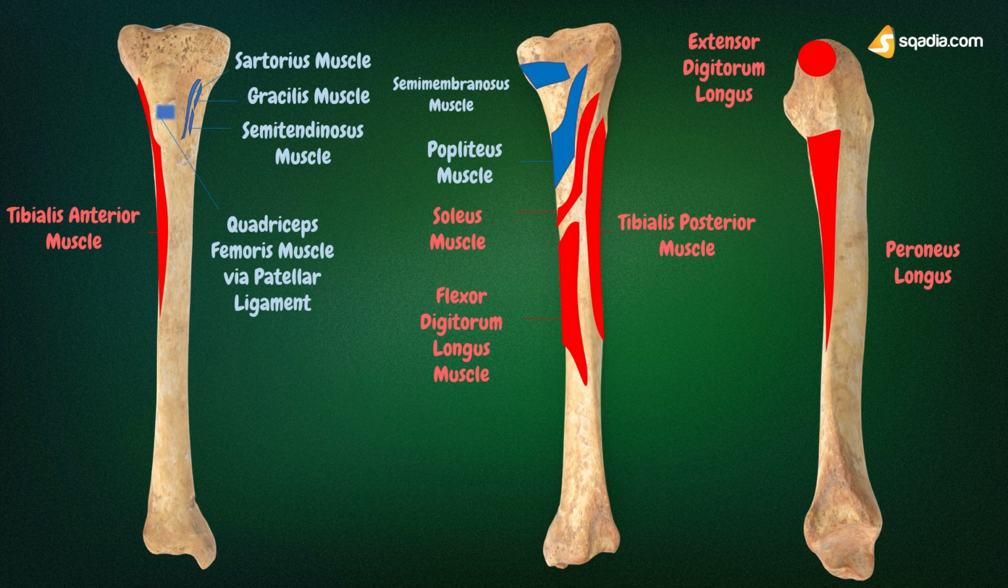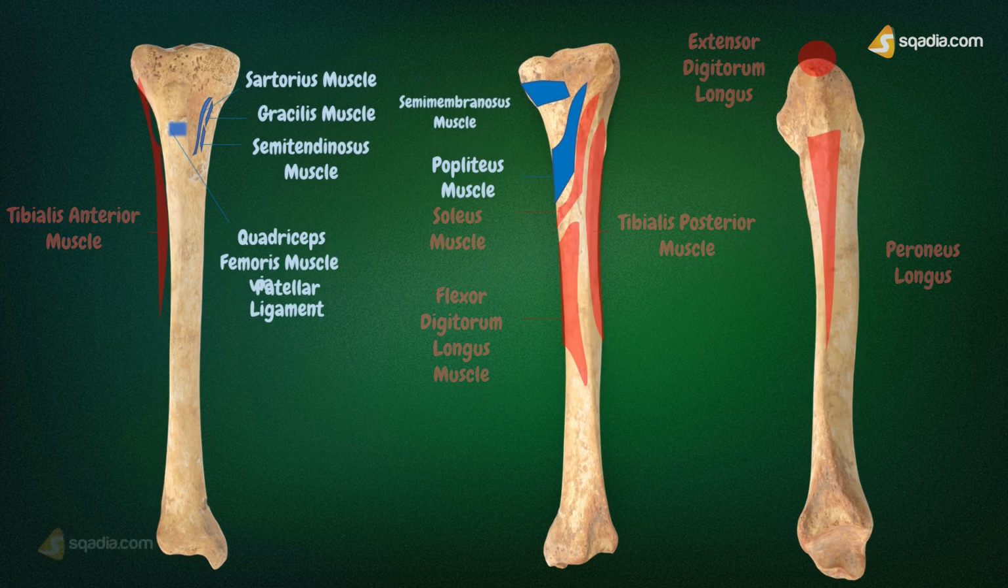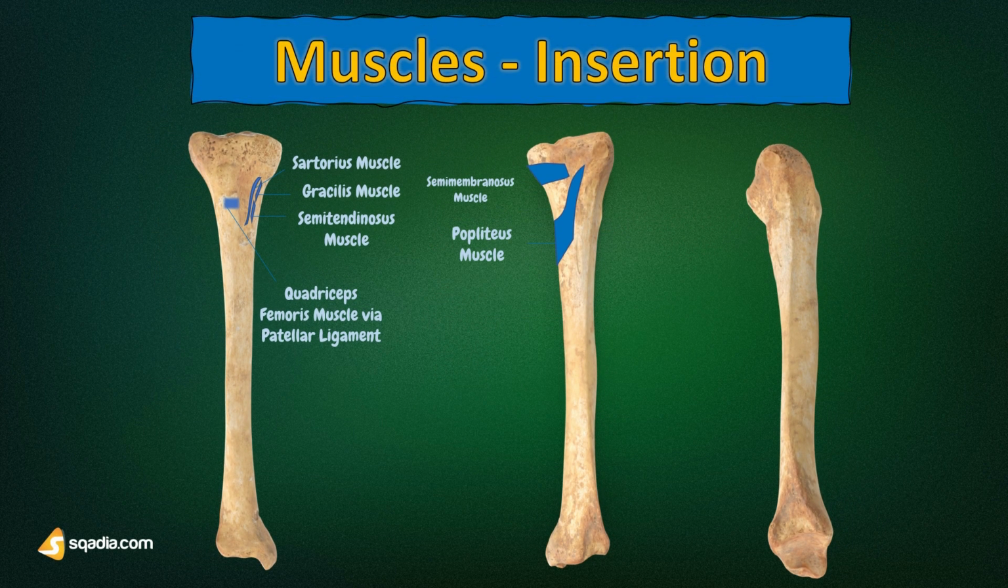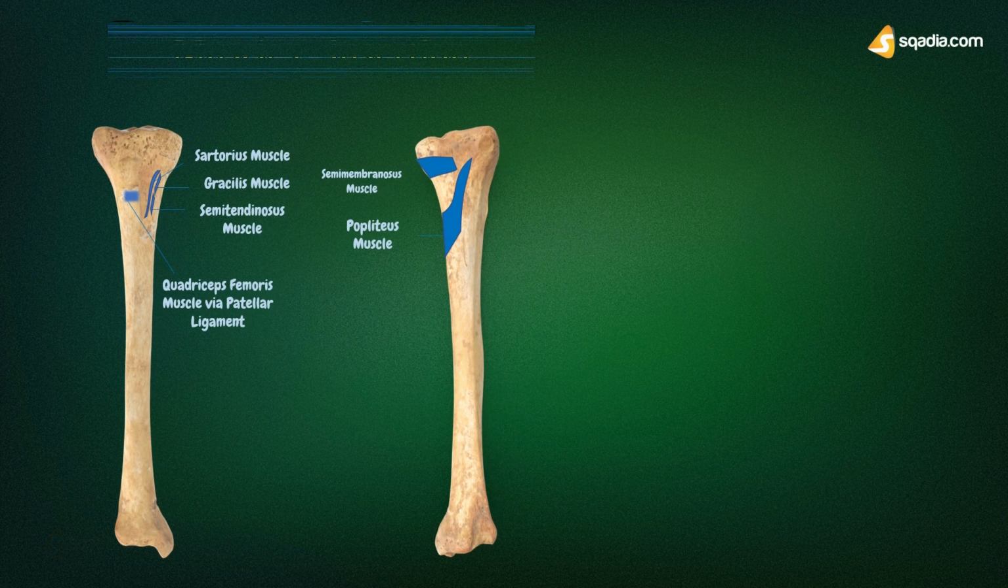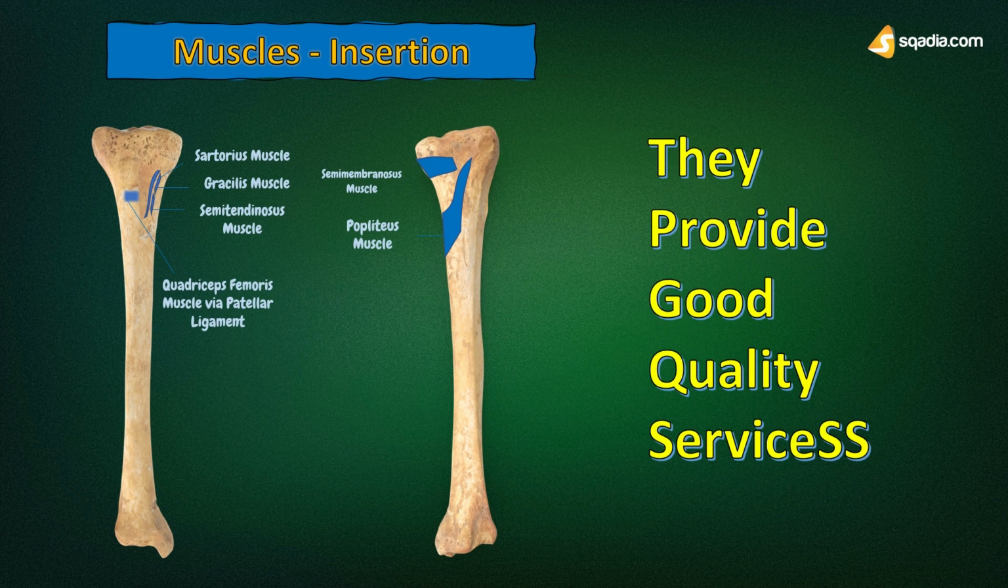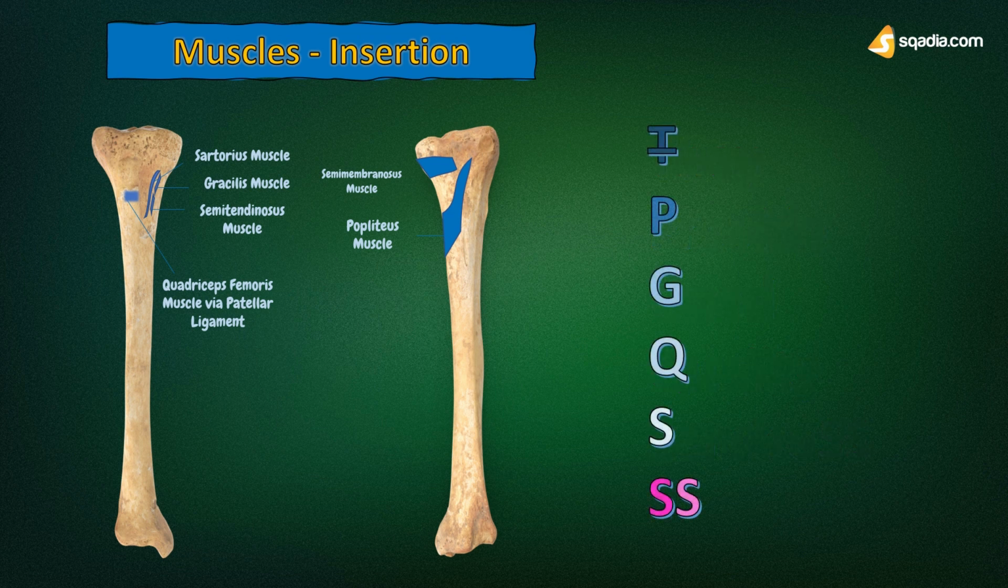As you can see, there are 6 muscles that have insertion sites at the tibia bone. You can remember the names of these muscles with the help of a mnemonic. They provide good quality services. Where each capitalized word is associated with the first letter of the muscles attached here.